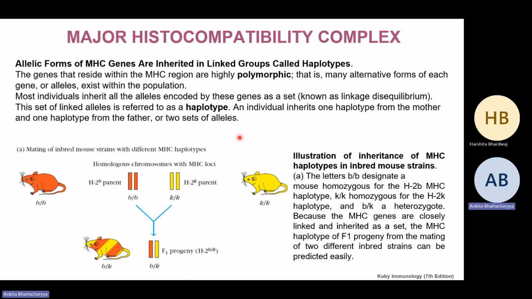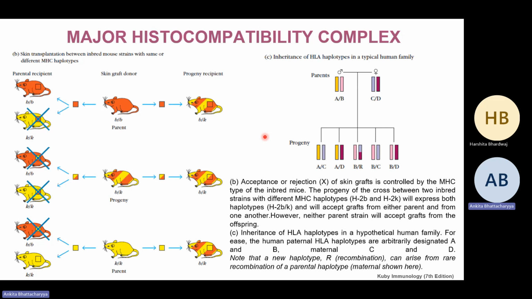Then allelic forms of MHC genes gave birth to the terminology known as haplotypes. Their inheritance was studied, the phenomenon of linkage disequilibrium and how it actually makes a difference. We understood experimentally how MHC inheritance occurs with skin transplantation experiments, how acceptance and rejection of skin grafts and the consequent coat color that sets in as a response to that was also studied.